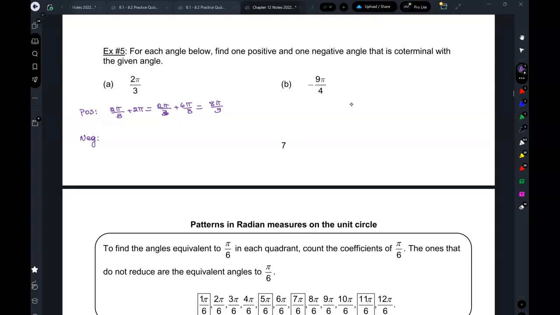2 pi, it's 2, right? This is over 3, so 6 over 3 is 2. Okay, so the negative coterminal angle: 2 pi over 3 minus 2 pi. So this is 2 pi over 3 minus, 2 pi is 6 pi over 3, right? 2 is 6 over 3. So 6 over 3 pi. This is negative 4 pi over 3.